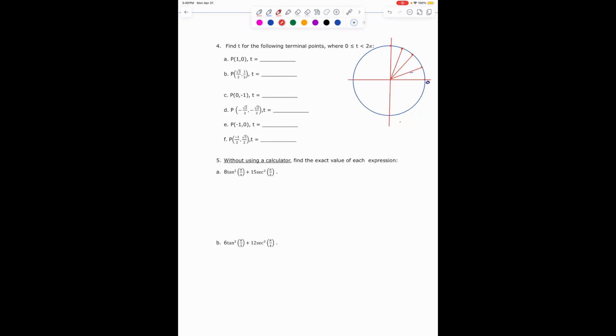Final review, question number 4. Find t for the following terminal points where t is between 0 and 2 pi. To answer this question, we will need the unit circle.